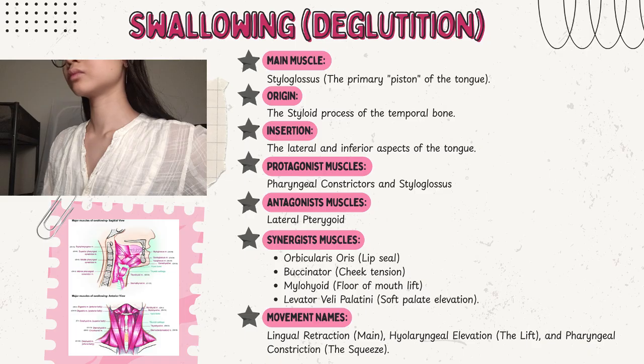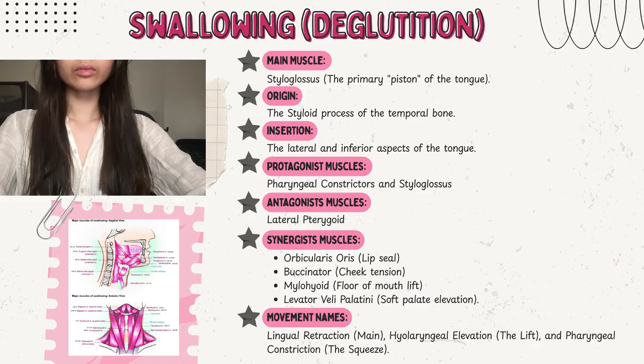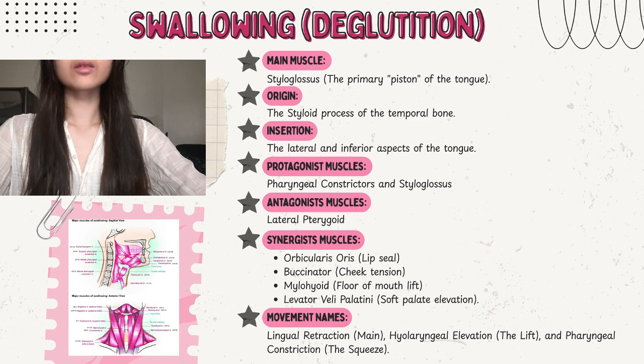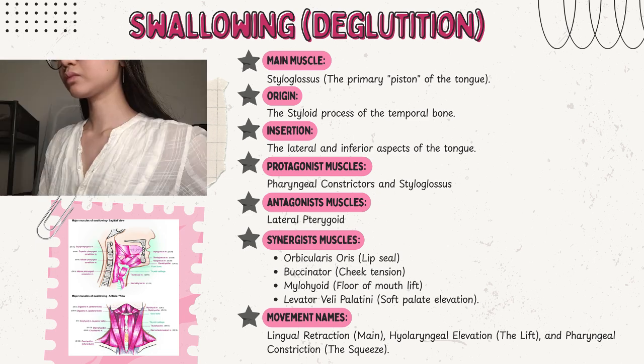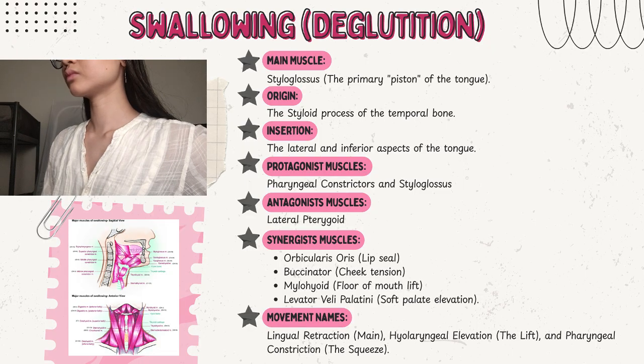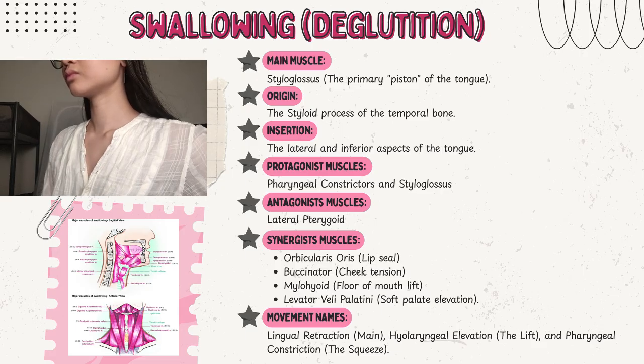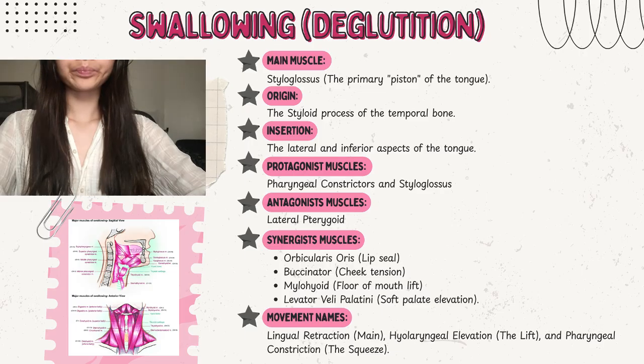As the movement transitions to pharyngeal constriction, the pharyngeal constrictors act as the protagonist to create a wave-like squeeze, driving the bolus downward. Throughout this entire movement, the suprahyoid muscles, like the mylohyoid, provide the lift for hyolaryngeal elevation, which physically pulls the airway out of the way of the descending food.